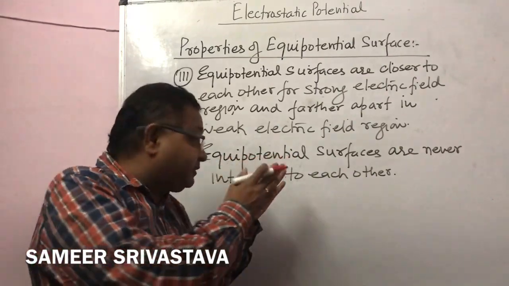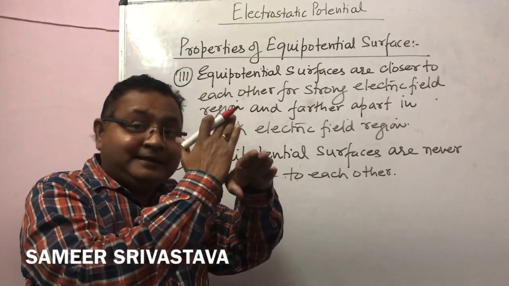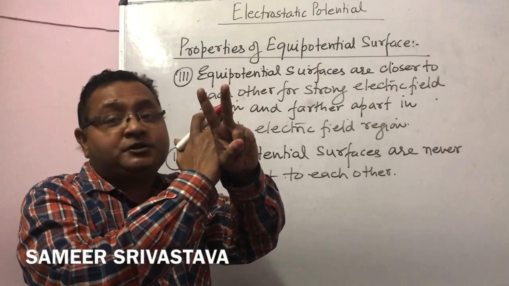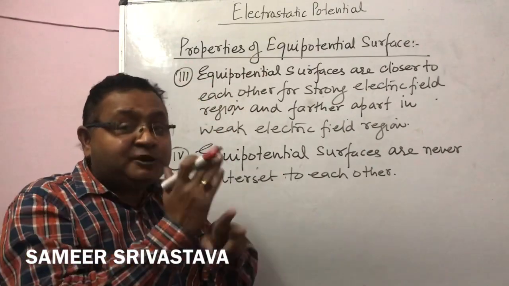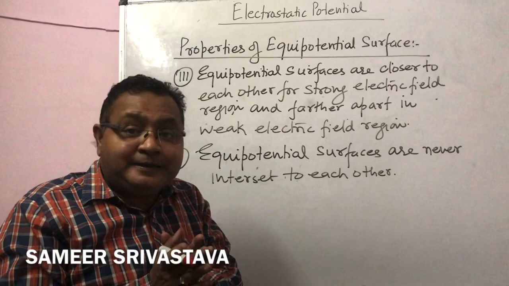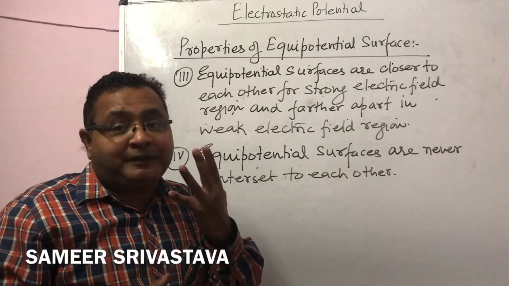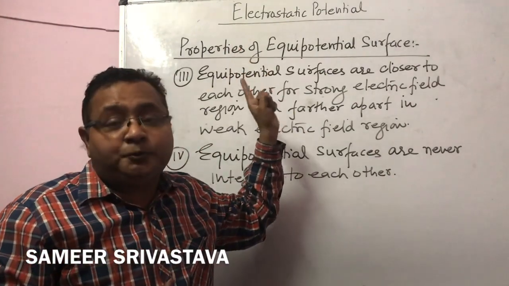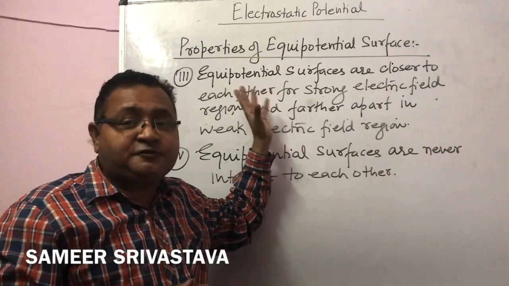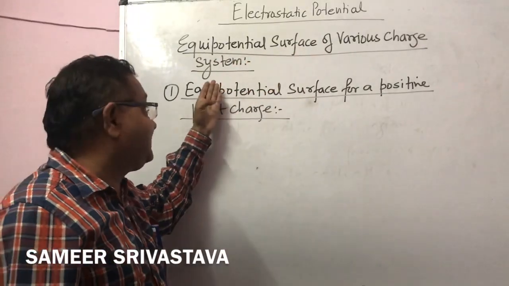If any two equipotential surfaces intersect, it is only possible when they have two different potential values. But if the surface is equipotential, we all know the potential value at each and every point will be the same, so they never intersect. So these are four important properties of equipotential surfaces. Now I am going to draw equipotential surfaces for different charge systems.